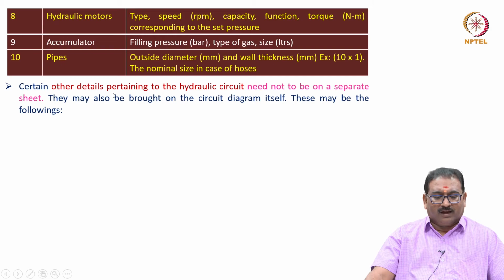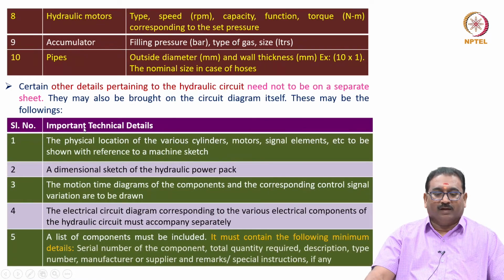Certain other details pertaining to the hydraulic circuit need not be on a separate sheet. They may also be brought onto the circuit diagram itself. These may be the following. Again I am showing you some of the details you have to write on the diagrams. The physical location of the various cylinders, motors, signal elements, etc. to be shown with reference to the machine sketch.